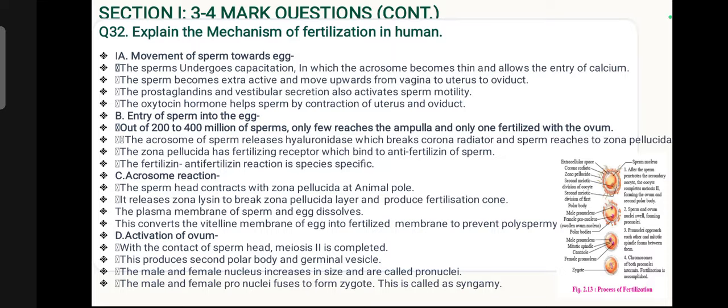Fourth step, activation of ovum. With contact of the sperm head, meiosis II is completed to produce the second polar body and germinal vesicle. The male and female nuclei increase in size, called pronuclei, and they fuse to form the zygote. This is called syngamy.